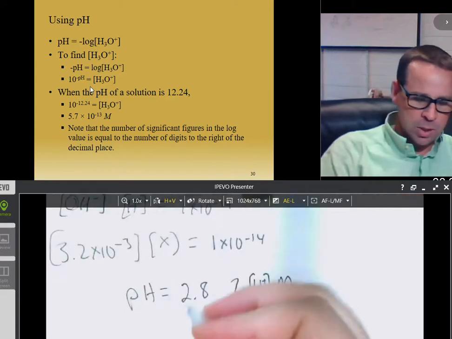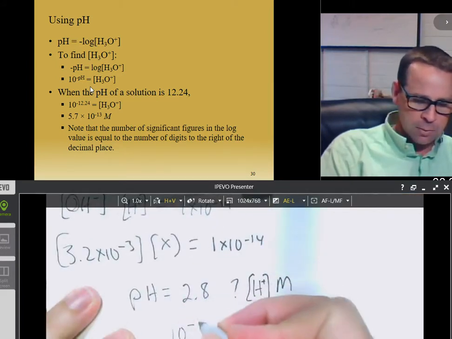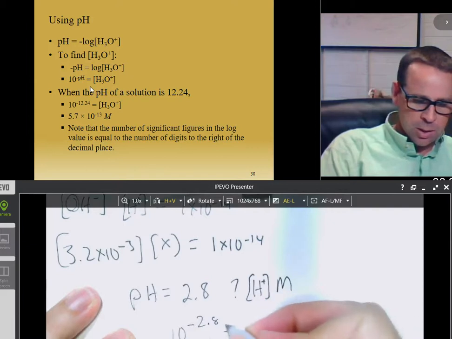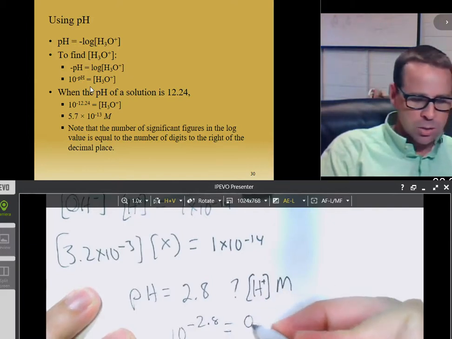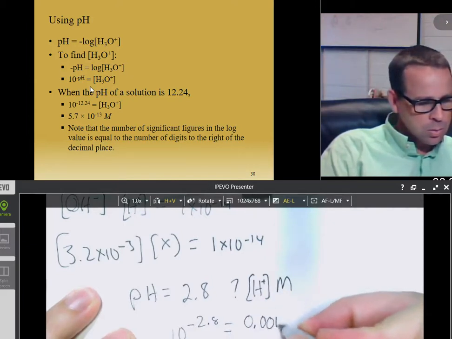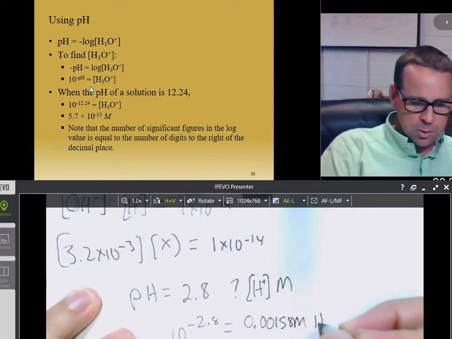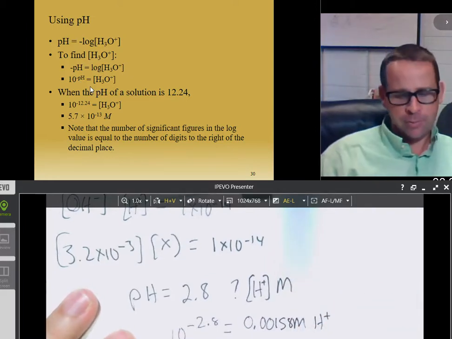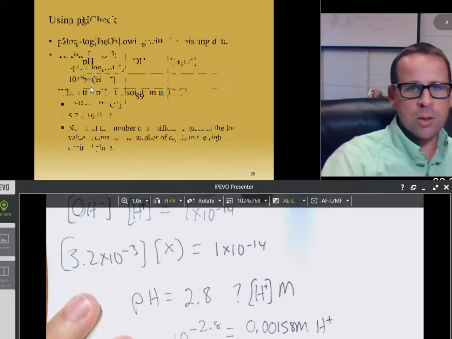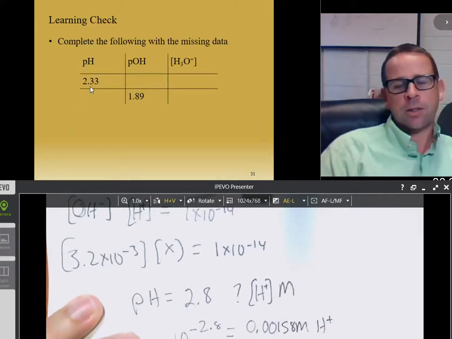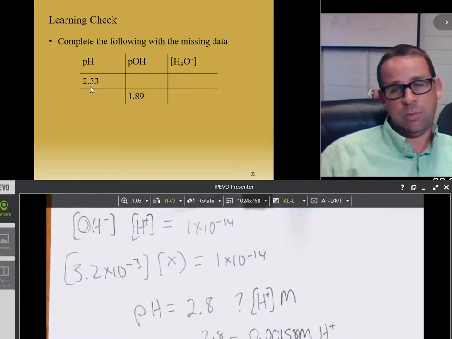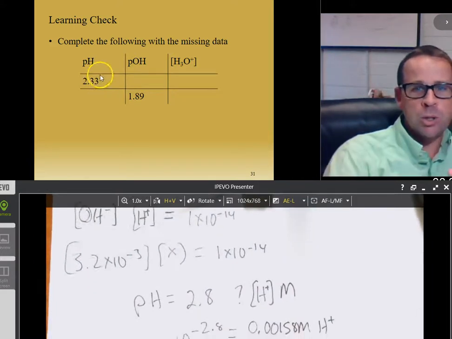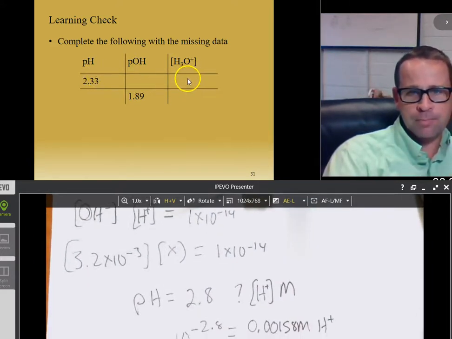Okay, so if we have the pH, we take 10 to the negative, whatever the pH is, and then that will give us our hydrogen ion concentration. Molar hydrogen ion. Okay, very good. So then, let's take a look at this. From the pH, you should be able to identify the hydrogen ion concentration.